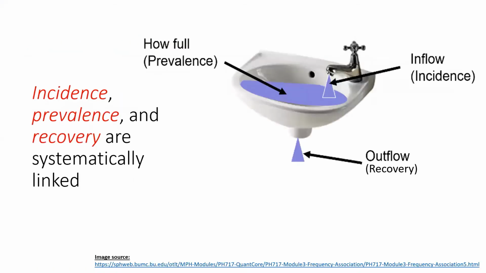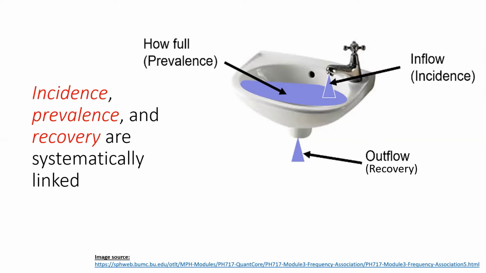So I want to remind you that incidence, prevalence, and recovery are all systematically linked. And if we know two of them, we can solve for the third. Use the sink as an analogy. If we're trying to estimate the flow into the sink, the incidence, and we know the prevalence and we know the outflow, this is fairly trivial.